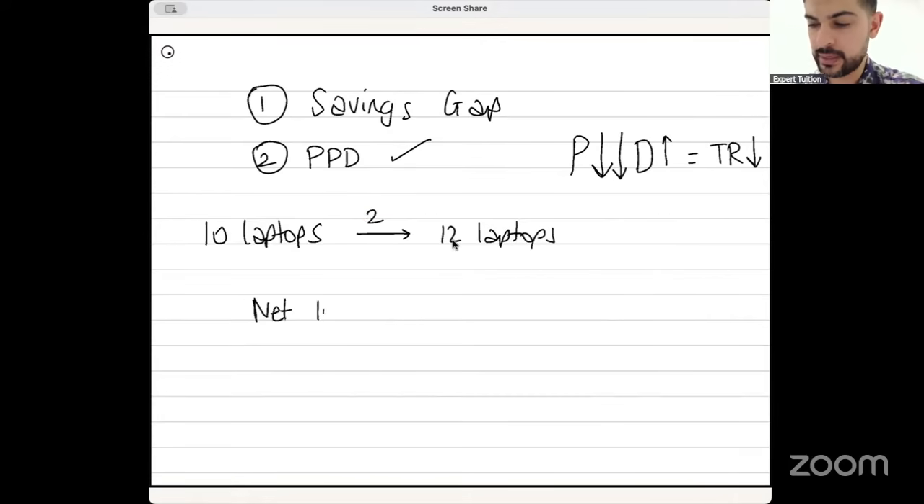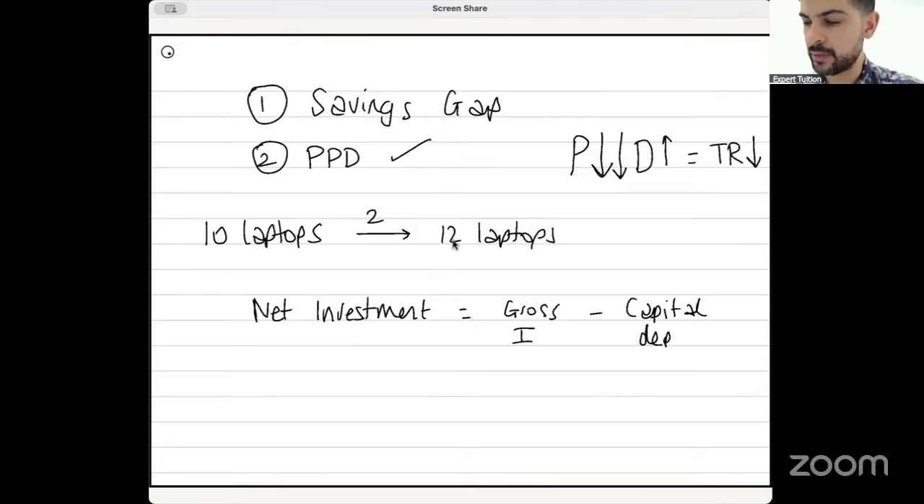And it goes like this. Net investment equals gross investment, let's call it gross I, minus capital depreciation. Okay, what does that actually mean? I know that sounds potentially terrifying to some of you. Let's explain it in really simple terms.